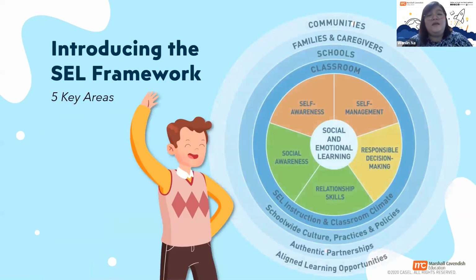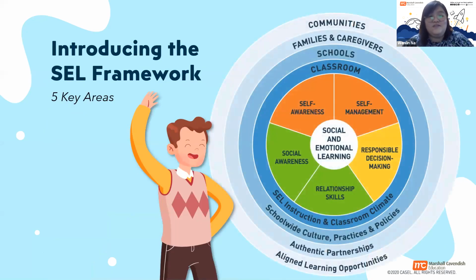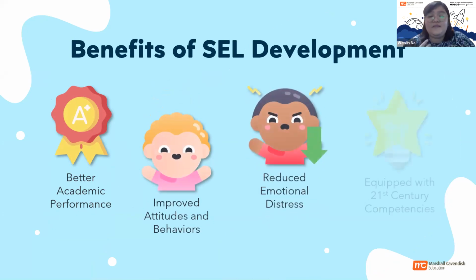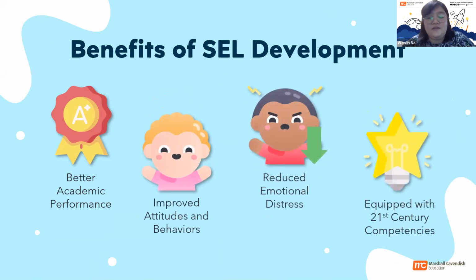With that in mind, we will introduce the social emotional learning framework. The SEL framework highlights 5 social emotional skills that are emphasized in the preschool years, namely self-awareness, self-management, social awareness, relationship skills, as well as responsible decision making. We'll go in depth into each area later on. Over here, we have highlighted the 4 different benefits of social emotional learning development.